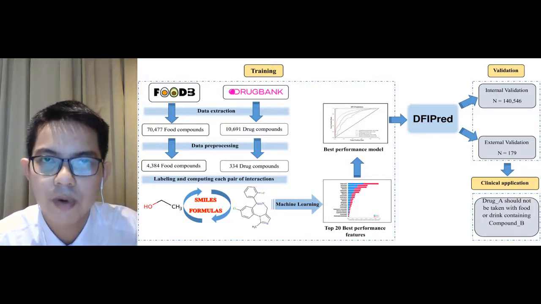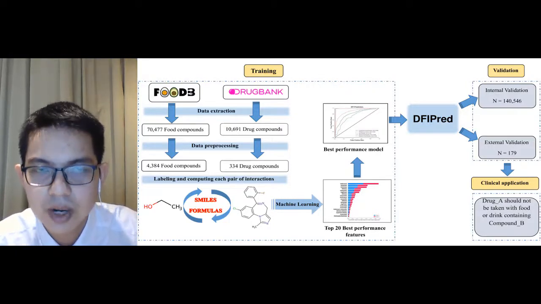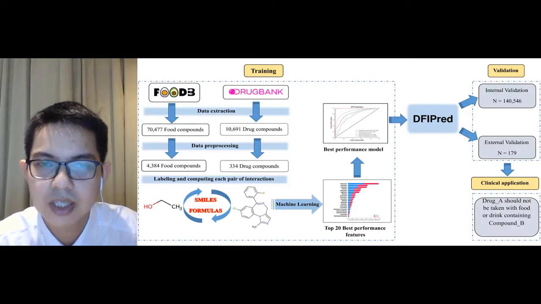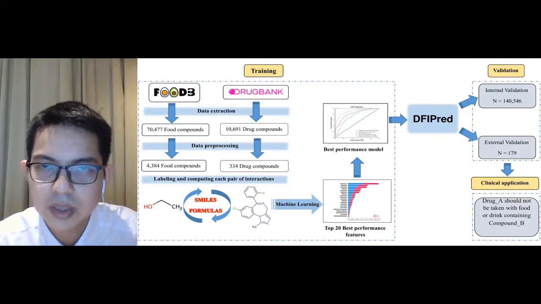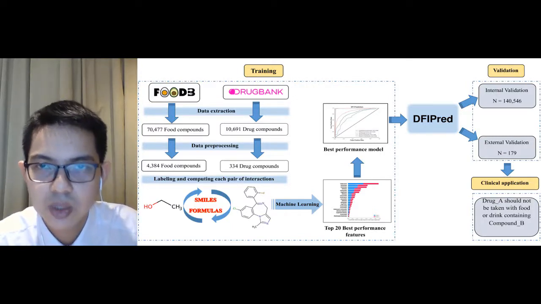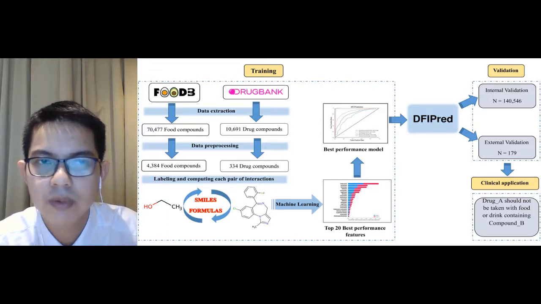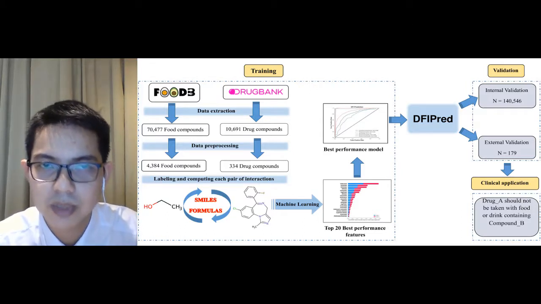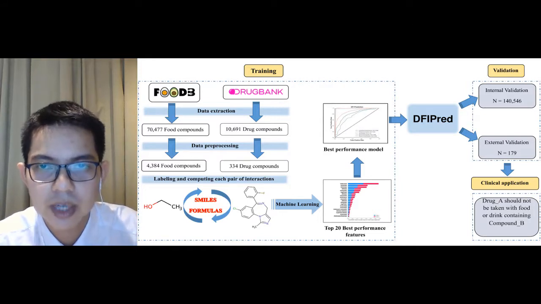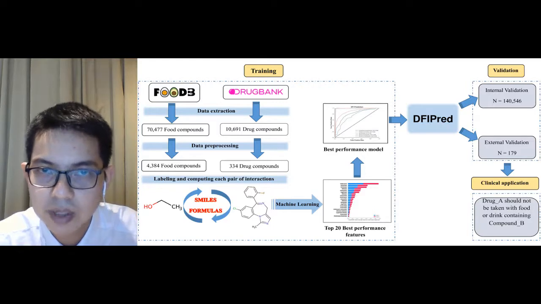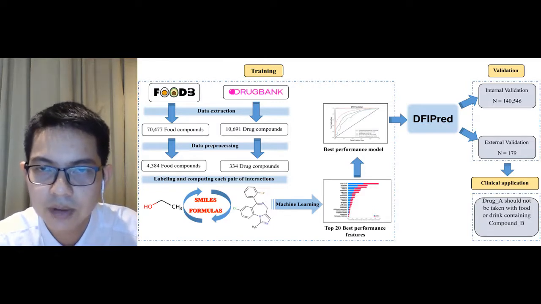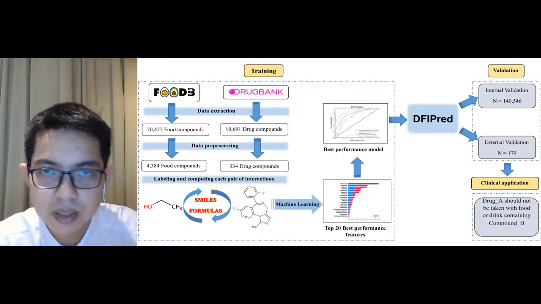A total of 4,384 food and 334 drug constituents were included in our training set, and 2 validation sets were prepared for the model assessment. The VNEAT package has been used to obtain the chemical features, and then feature selection has been performed to select the 25 most important features.